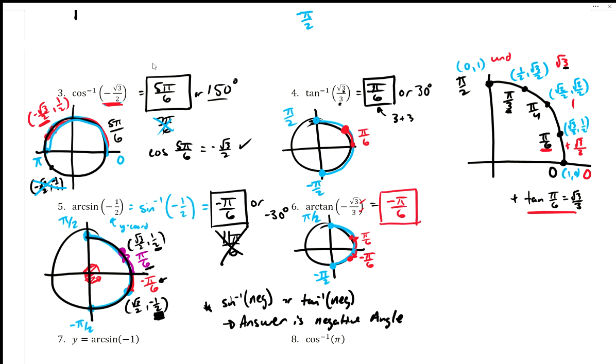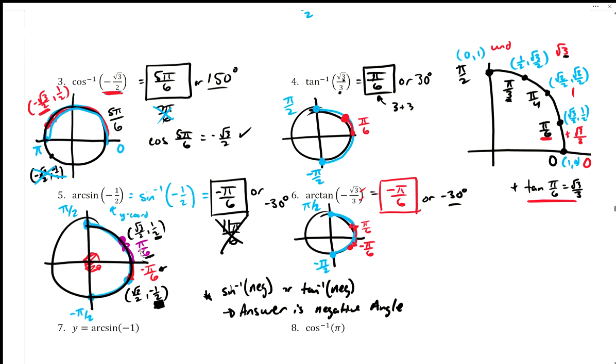So again, tangent inverse and sine inverse are kind of nice when they put in a negative number. Really, you could treat it like a positive and then just put a negative for a final answer. Or, I guess we could put negative 30 degrees if they want degrees. So that's that one.